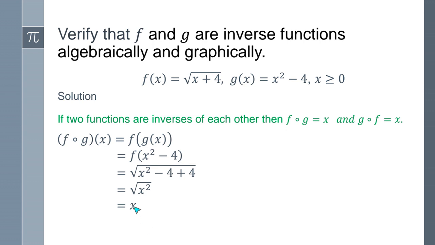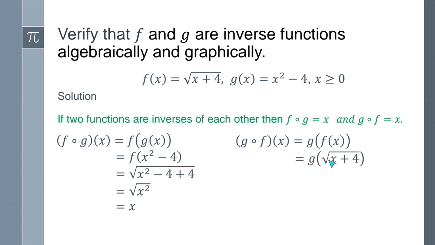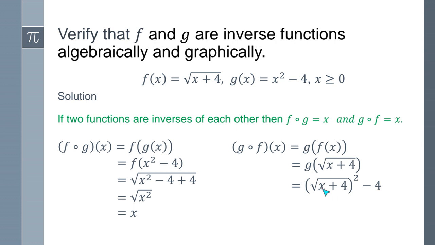So that meets the first condition, but it also has to meet the second condition, which is what happens if you do them in reverse. Here we have g composed of f of x. So I'm going to substitute f of x, which is square root of x plus 4. Whatever I have here, I'm going to plug it in for x. So I have square root of x plus 4, squared, minus 4. The square root and the square cancel out. So we get x plus 4 minus 4, and that's also going to give me x.